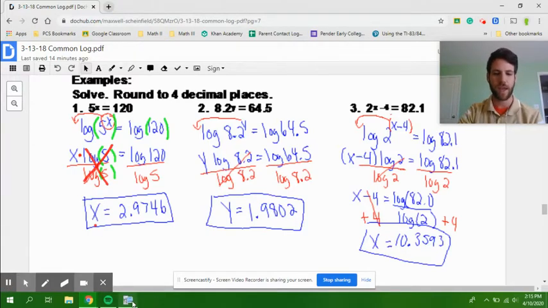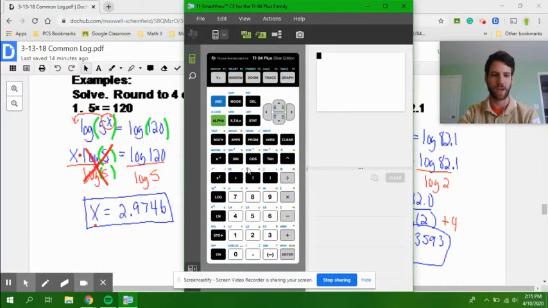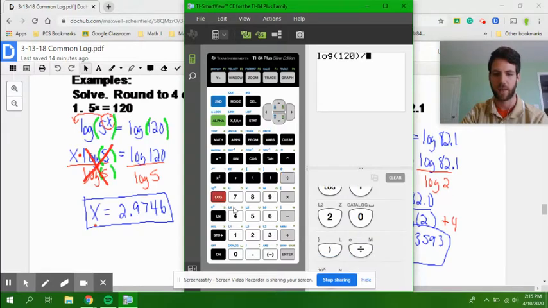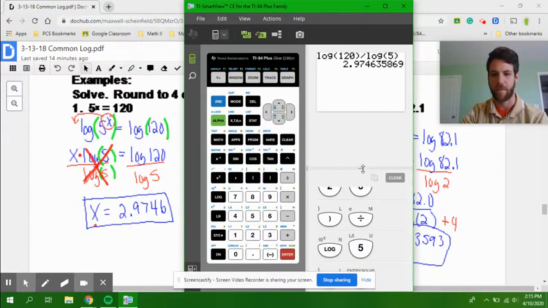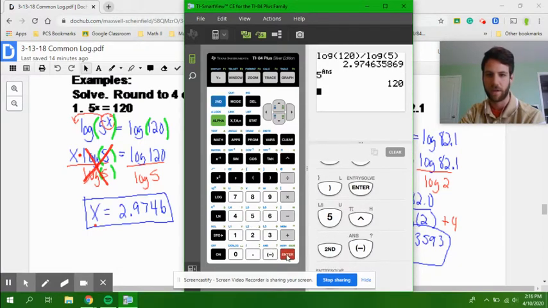We can check the calculator part of problem number 1 by using my computer calculator here. I can do log button 120, close parentheses, divided by log of 5, close parentheses, and that makes it so my answer is 2.97. That matches up. If we do 5 to that answer power, we would get 120, so we know we did it right.